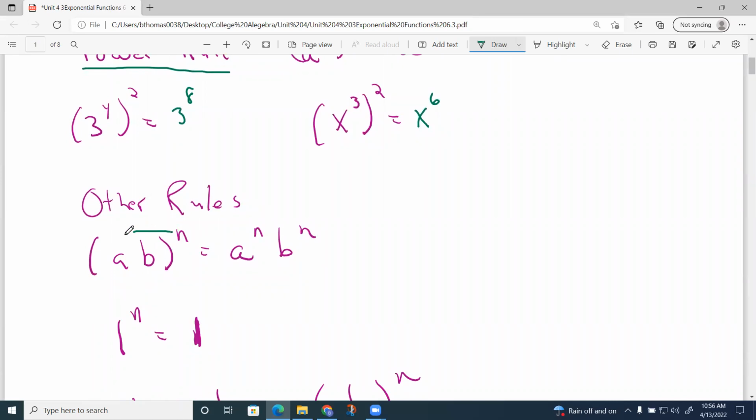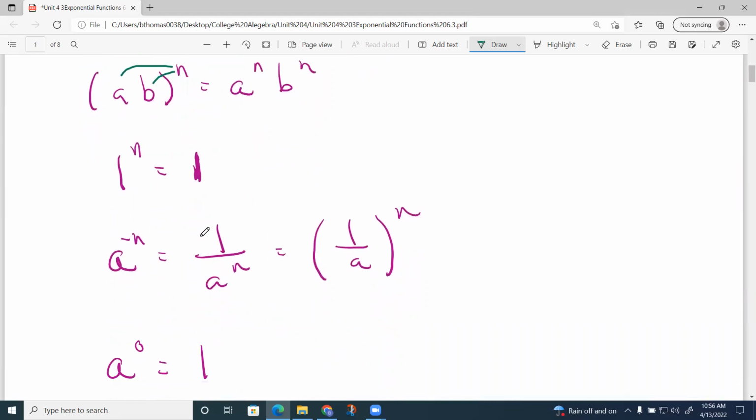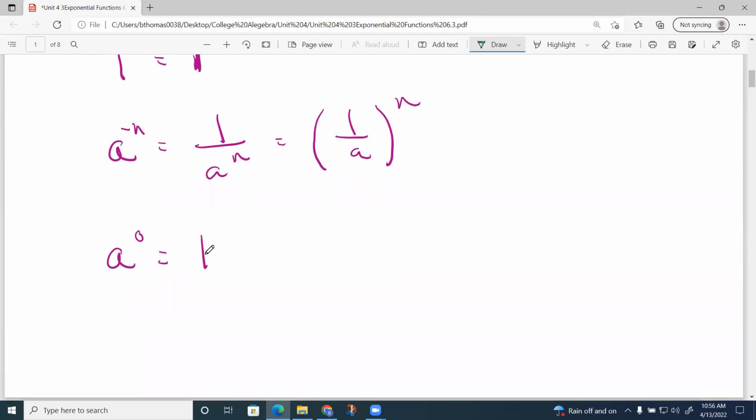Other rules to mention: if we have a times b to the nth power, we can bring this n through the parentheses and go to each one of the individual pieces. That's the same thing as a to the n times b to the n. Another thing is, if you raise 1 to an exponent, it's still going to be 1. We also talked about negative exponents. If you have a to the negative n, that means to take the reciprocal, so it's going to be 1 over a to the n. Sometimes it's also written as 1 over a in parentheses raised to the n. Those are equivalent. And we have mentioned many times that anything to the 0 power is, of course, 1.